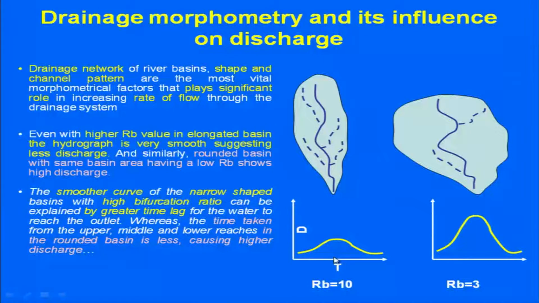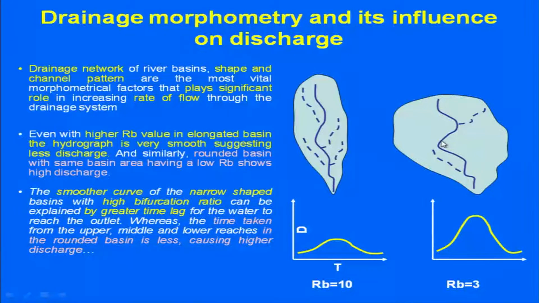So the time lag which has been taken is greater as compared to what you see in the rounded basin. So the greater time lag is there for the water to reach the outlet. So it takes time to travel through this longer distance, whereas the time taken from the upper, middle and lower reaches in the rounded basin is comparatively less.